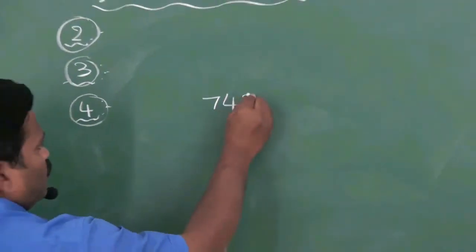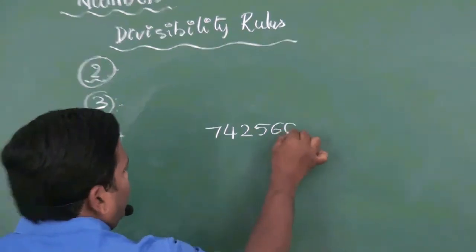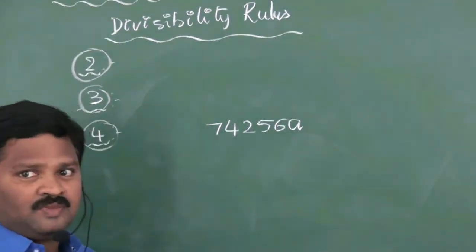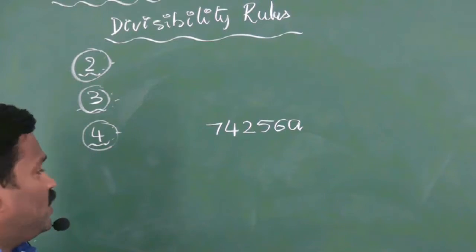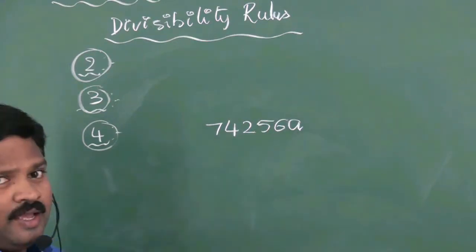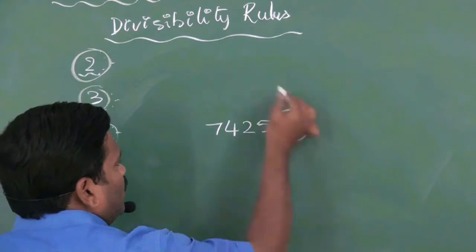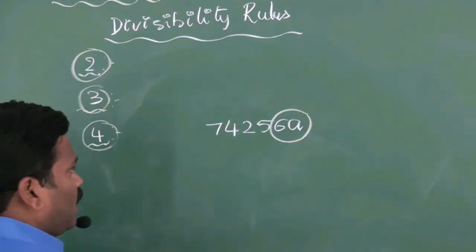Let us see one example. 74256A. If this number is divisible by 4, what are the possible values of A? Let us check. The last two digits must be divisible by 4.